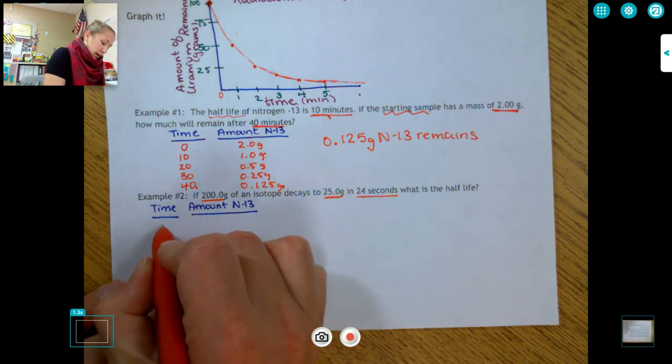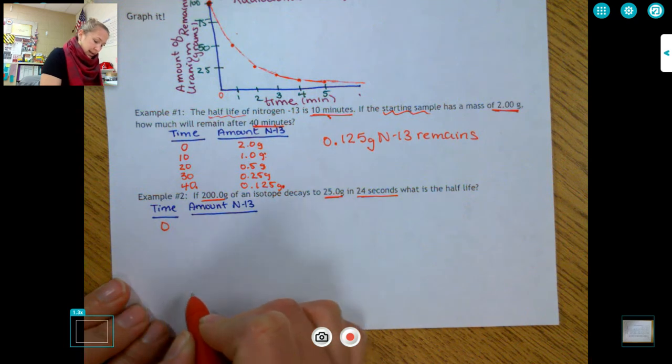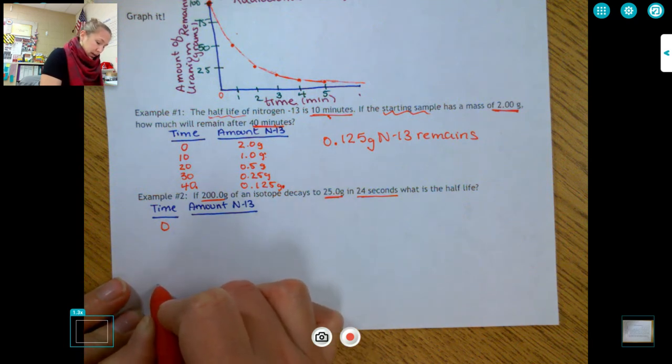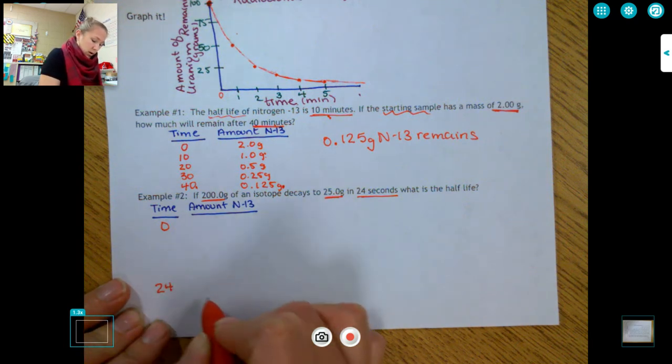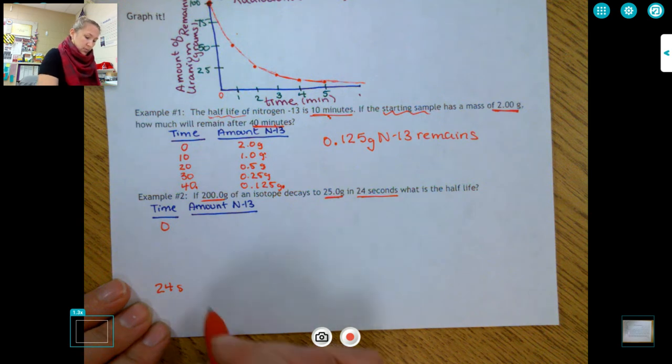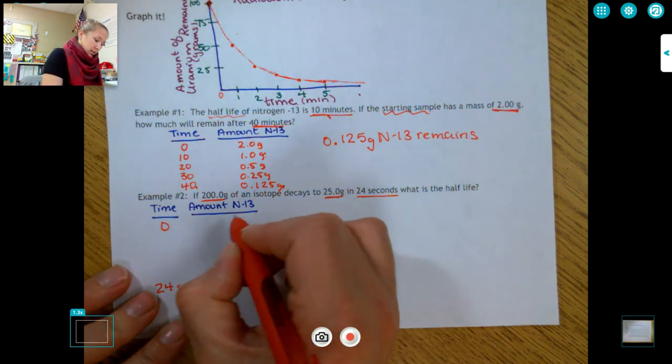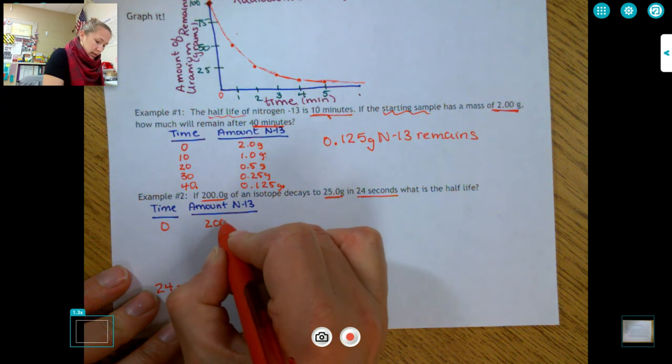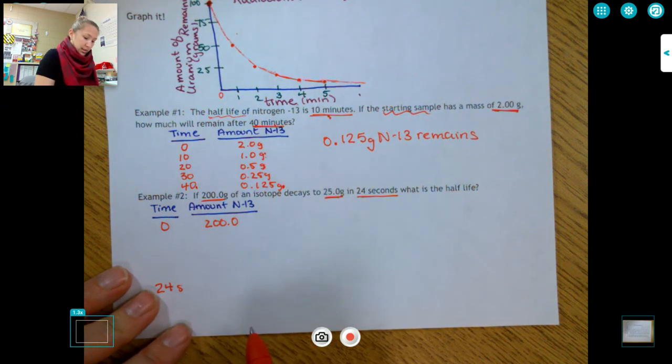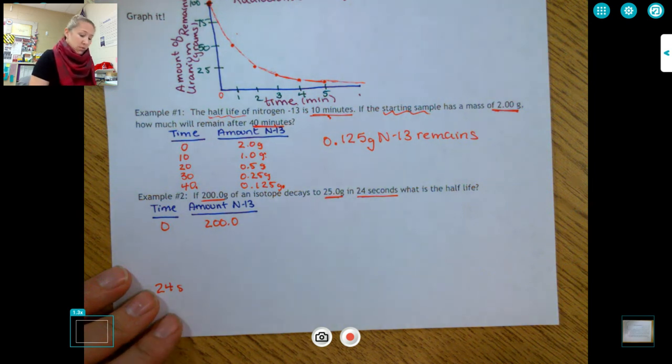So my initial time is 0. At the end, I get to 24 seconds. So some amount of time has passed. If I started with 200 grams and I end at 25 grams, I need to know how many times did my 200 get cut in half to get to 25.